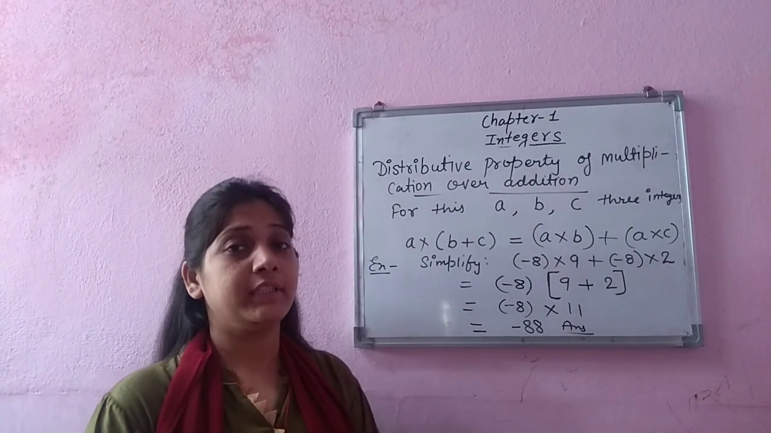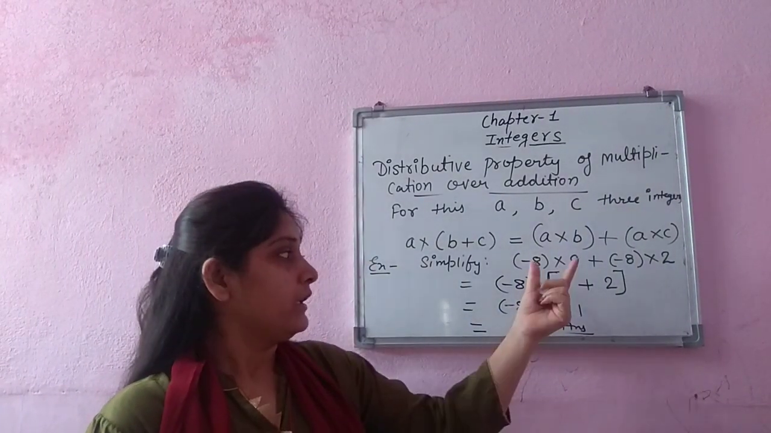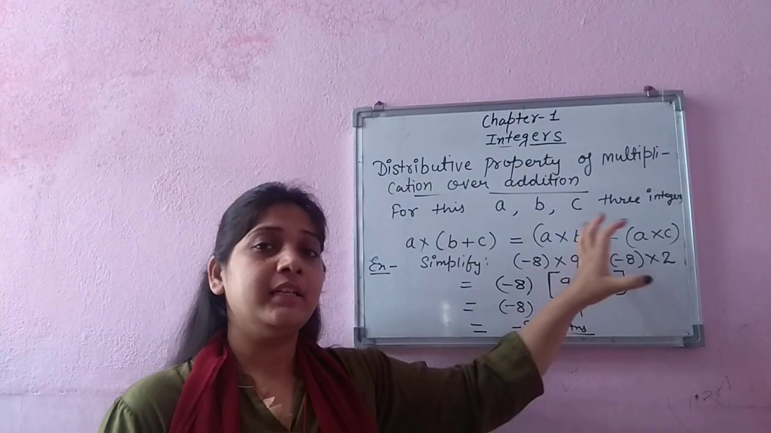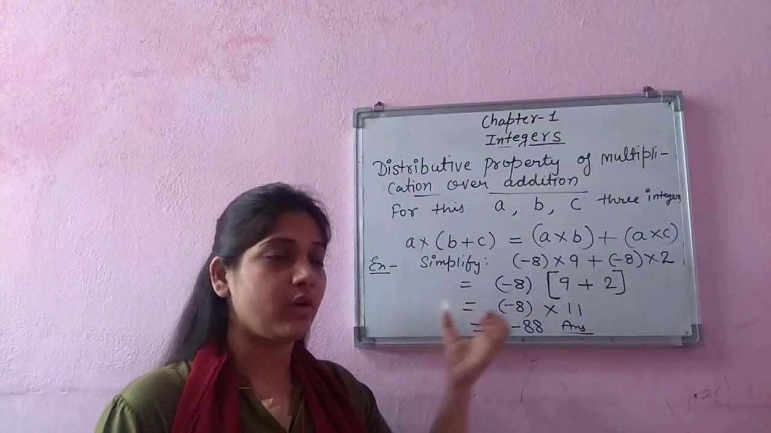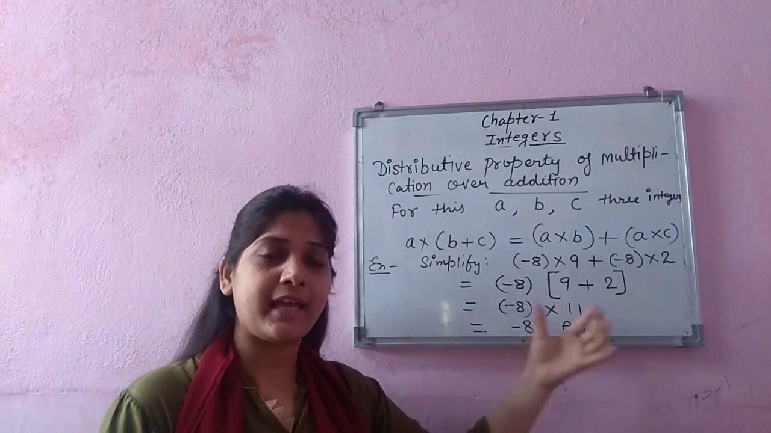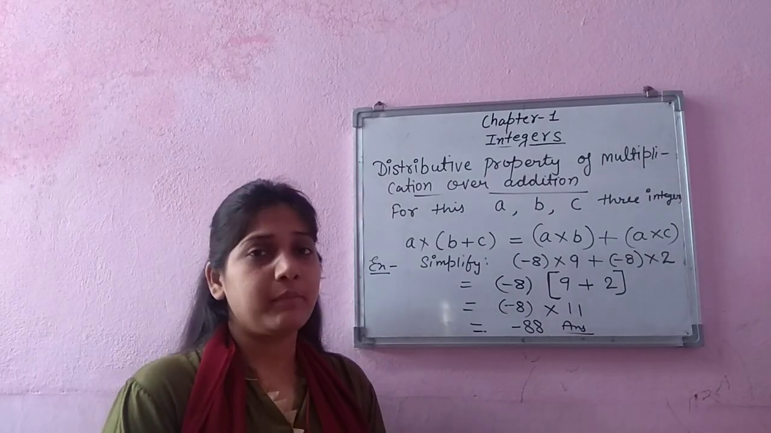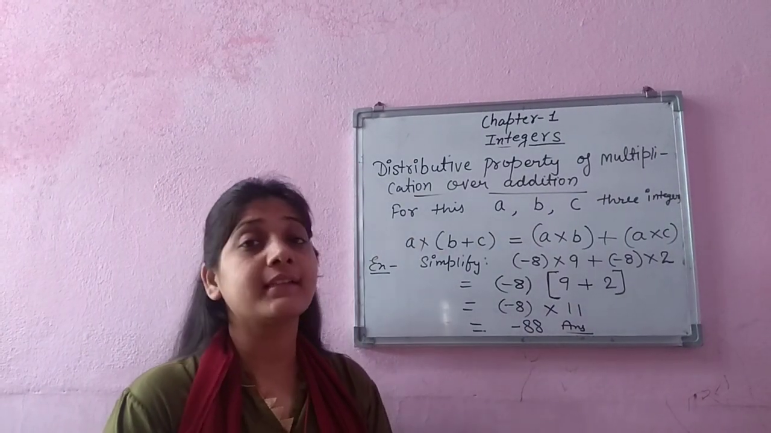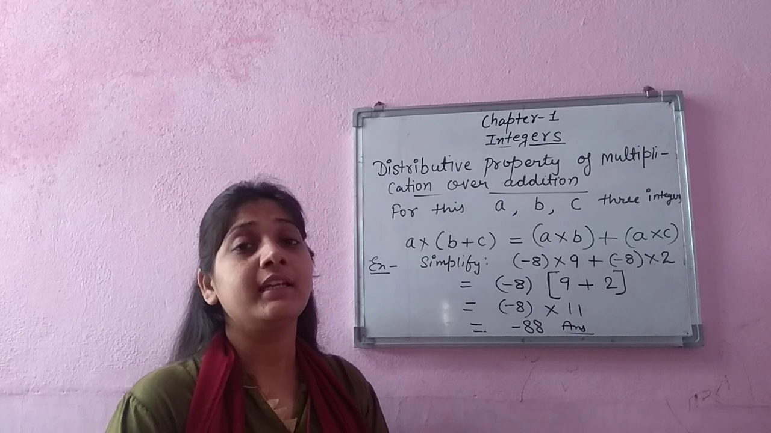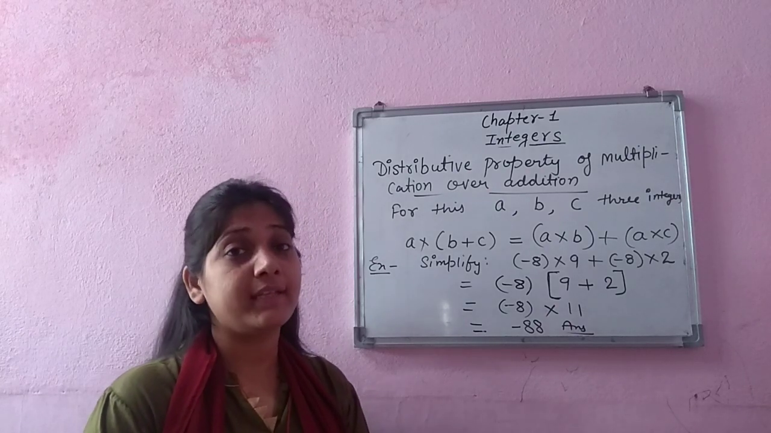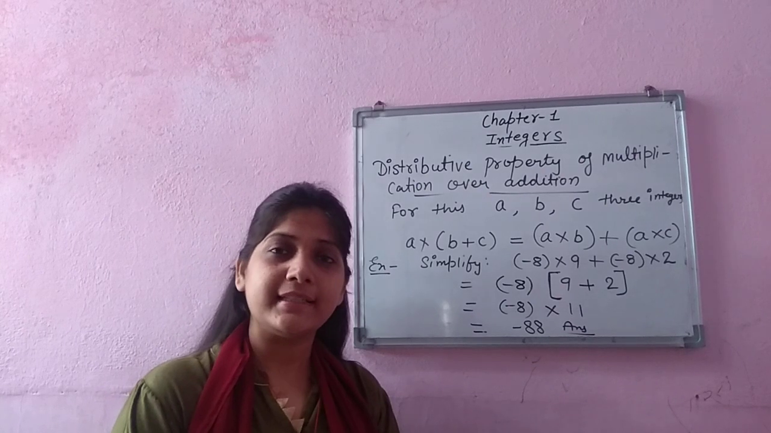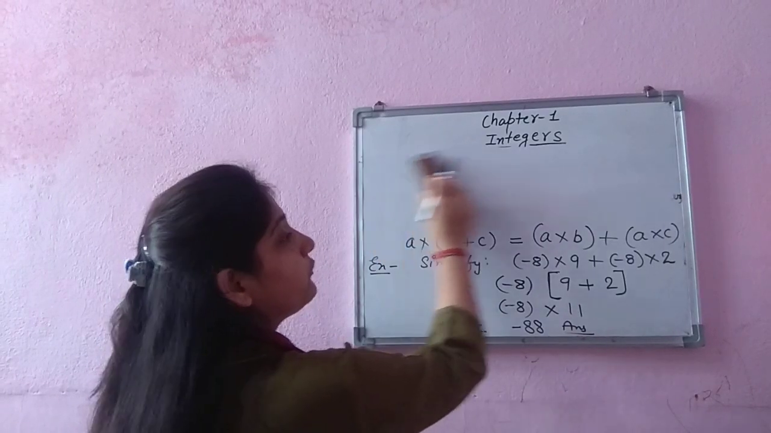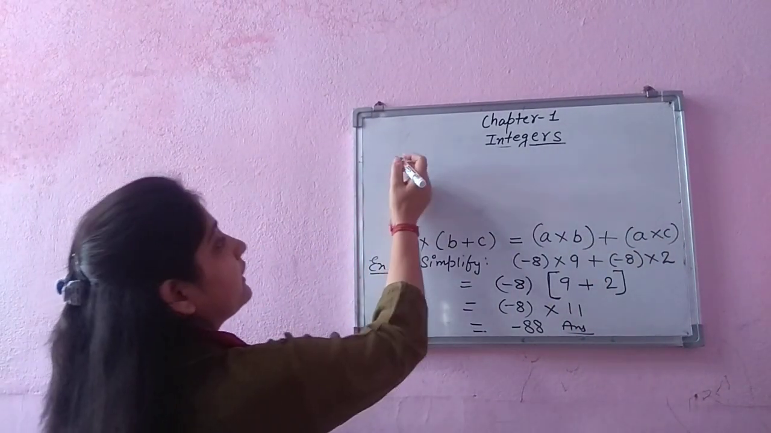Properties make our question easy. You can observe here, instead of multiplying these two first, then these two and then adding, it is easy that first we take out the common number and whatever is left, add it and then multiply. Here maybe you are not feeling that it is easy because the digits are small, but whenever bigger digits are given to us, it is definitely very helpful for us because properties make our question easy. Now let's see another example, and you will feel that really properties are very helpful.